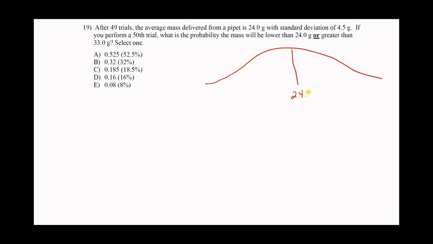Here's our average, which is 24.0, right? And we're interested in some standard deviations away from it. So let's do 4.5 standard deviations up, right? So this would be plus 1 sigma, right? And that puts us at 28.5, right? And then at 2 sigma, we'll be at 33.0 grams, right? So we want greater than this. So we want all the area under the curve to the north of this. And they want everything lower than 24.